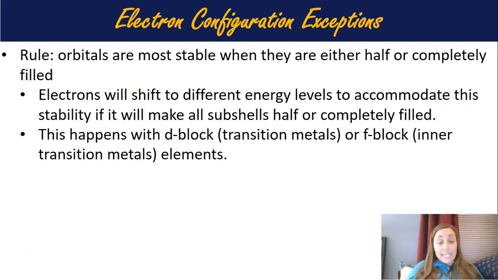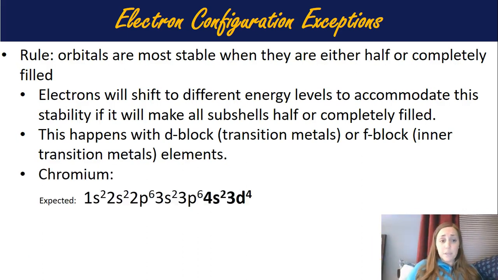This only happens in D block electrons, that middle area, which is those transition metals, or the F block, which are inner transition metals on the very bottom of your periodic table. And that's because of the S subshell that fills right before it. So let's look at chromium. If you do the electron configuration for chromium, you're going to expect it to be 1s2, 2s2, 2p6, 3s2, 3p6, 4s2, 3d4.